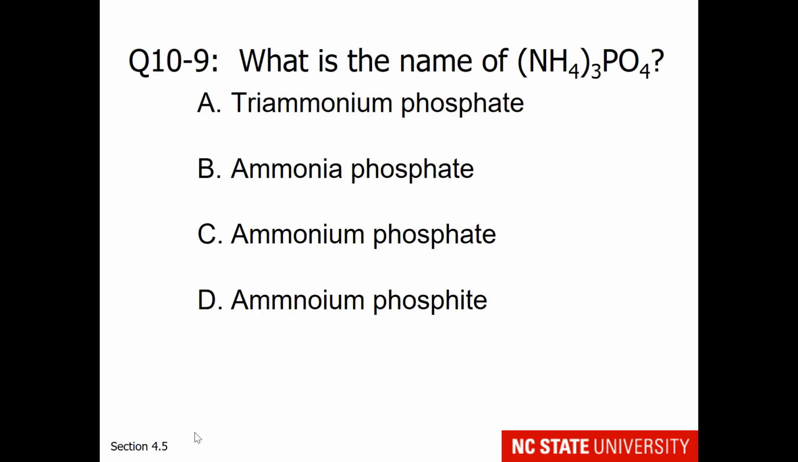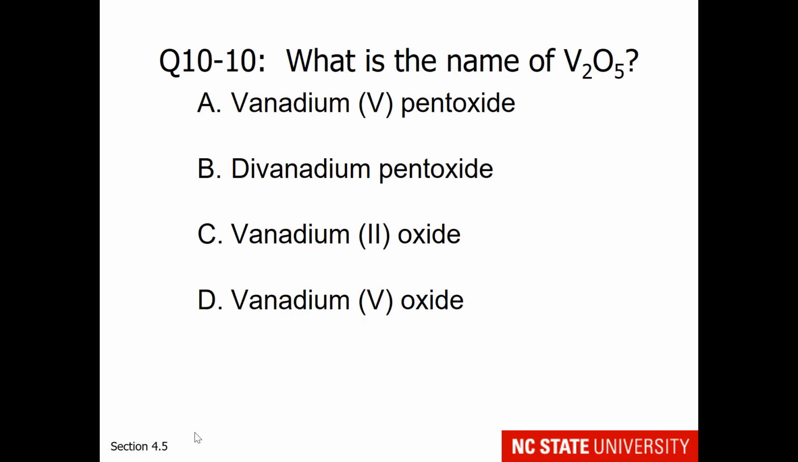So here is a naming question for you. What is the name of (NH4)3PO4? You'll need to know your polyatomic ions for this one. How about V2O5? Please find vanadium on the periodic table and decide if you need Roman numerals or not. And if you do, what is the oxidation state?